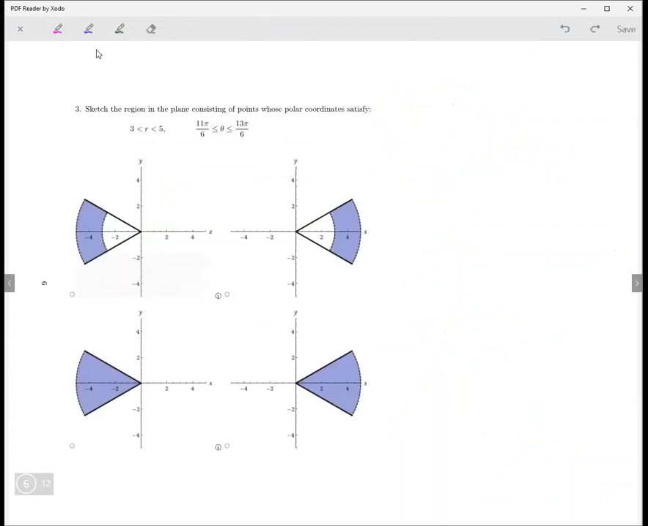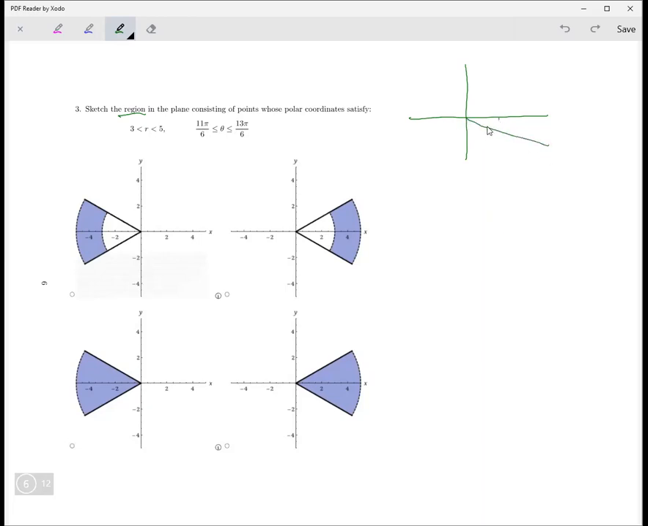Okay, number 3 is we're looking at regions, sketching a region. And so you have this condition, r is between 3 and 5, and the angle is between 11 pi over 6 and 13 pi over 6. Okay, so 11 pi over 6, that's pi over 6 less than 2 pi.